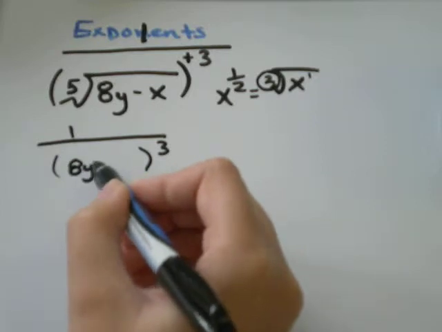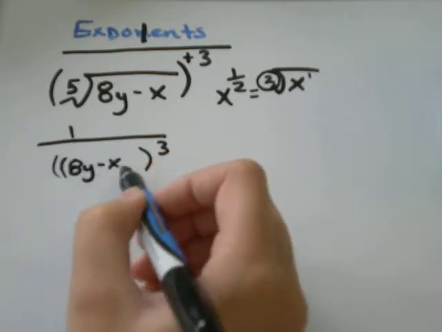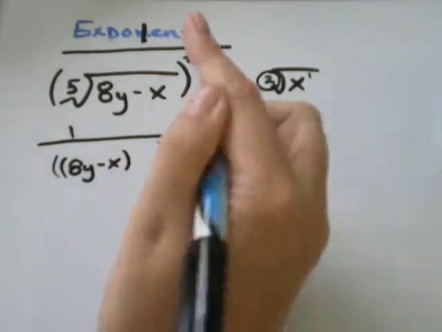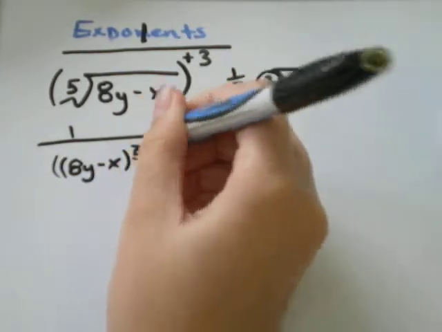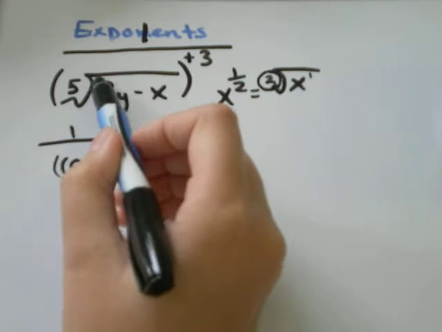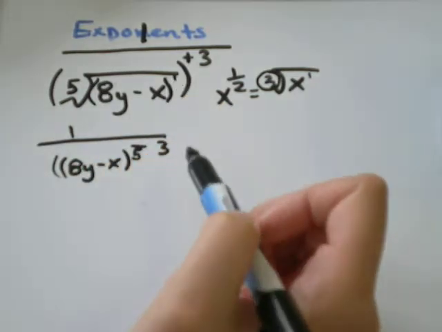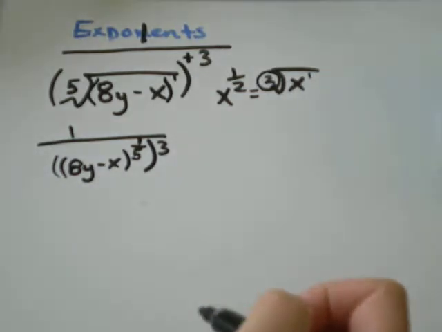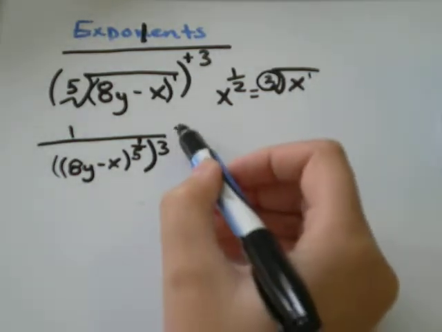So I've got 8y minus x. That's going to be to the power of 5 on the bottom, and on the top, well, this was just 8y minus x to the power of 1. So it's just 1 over 5 for an exponent.